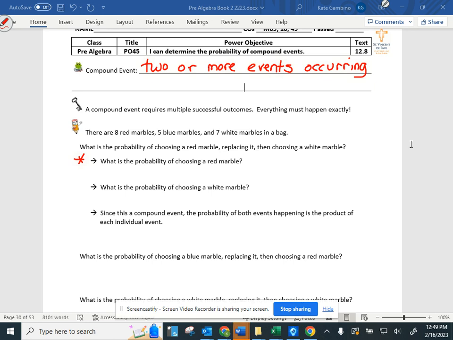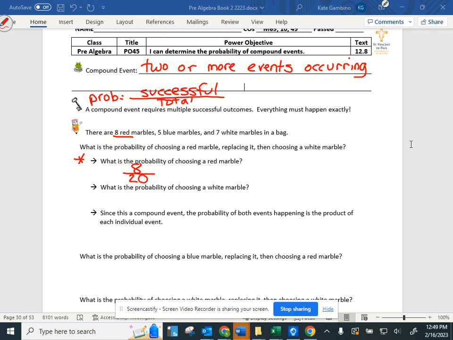Thinking back, how did we find that probability? Remember, probability is successful over the total. It's really important to remember the difference between probability and odds. Probability is successful over the total. So what's the probability of choosing a red marble? Tatum. When you do red, 8 divided by 8 plus 5 plus 7. What is 8 plus 5 plus 7?